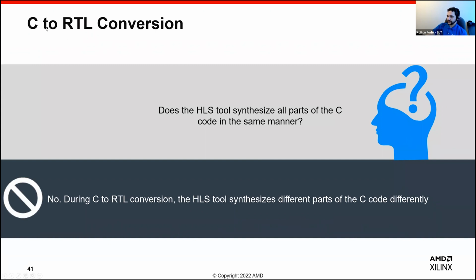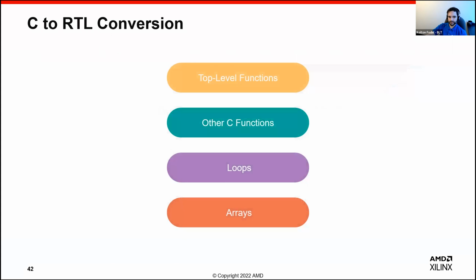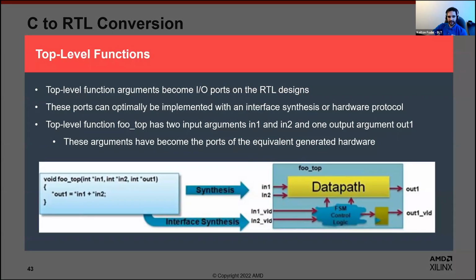So now let's look at how the HLS tool converts C to RTL. It's dependent on what types of code you have in there. So your top level function, other C functions, loops, and arrays will all get synthesized differently. Your top level function's input and output arguments get turned into your IO ports for your RTL code. And again, depending on the pragmas used, you can get different handshaking signals with them.